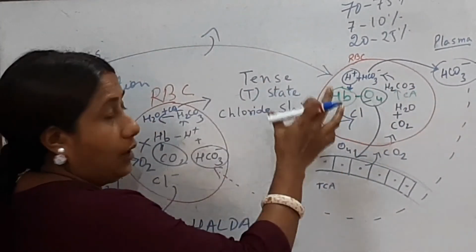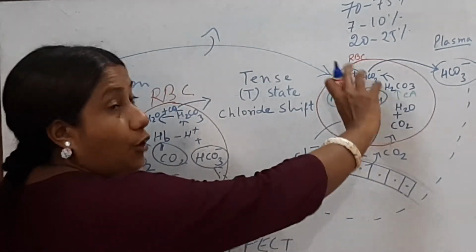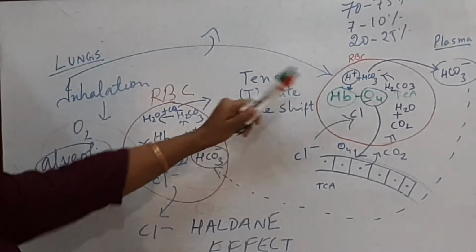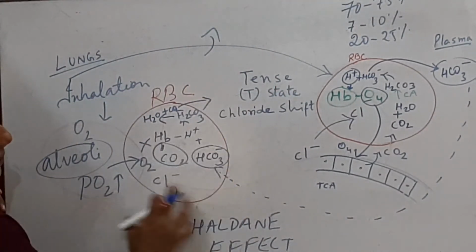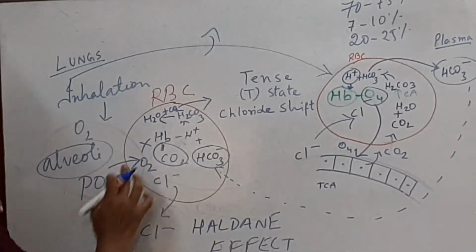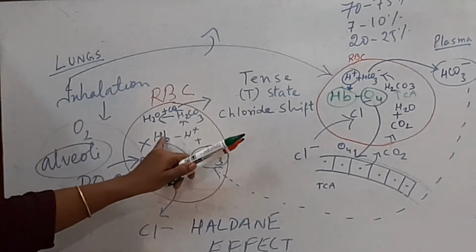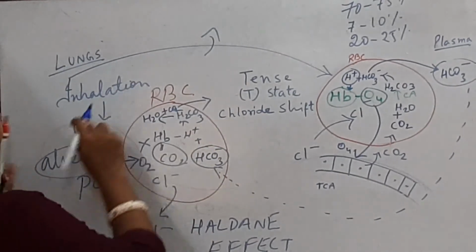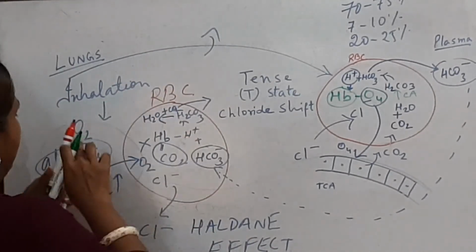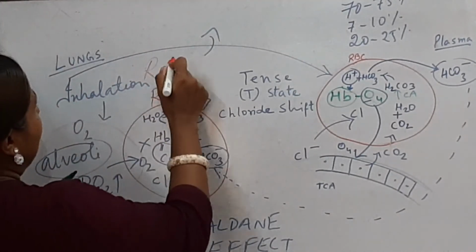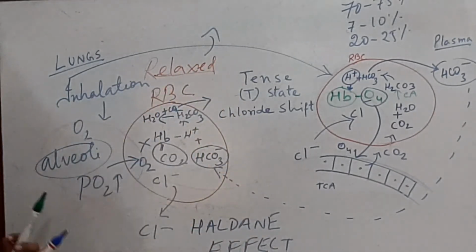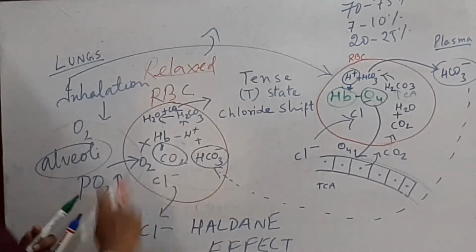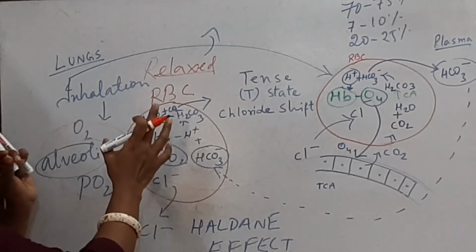In the Bohr effect, bicarbonate leaves the RBC to the plasma, chloride enters in. The hemoglobin is in the tense state. Here what happens? Yes, one more thing I need to tell you, that in the Haldane effect, when the oxygen enters the RBC, the binding of the oxygen with the hemoglobin brings the hemoglobin to the relaxed state. Why relaxed state? Because the partial pressure of oxygen is high. Again, the salt bridges between the proton and this hemoglobin break, and because of that, the hemoglobin comes to the relaxed state.